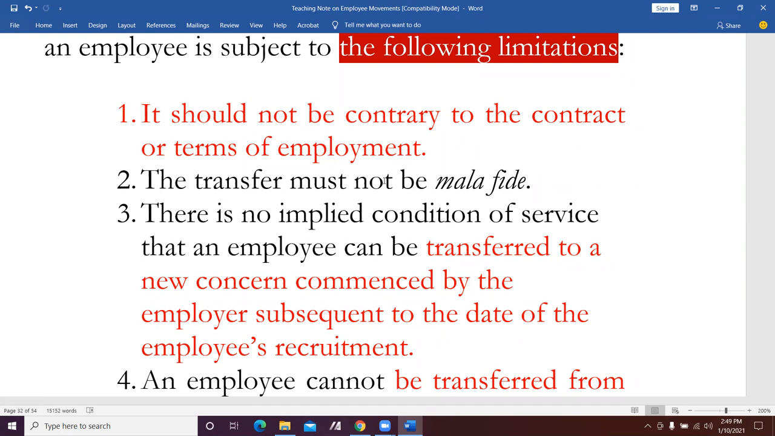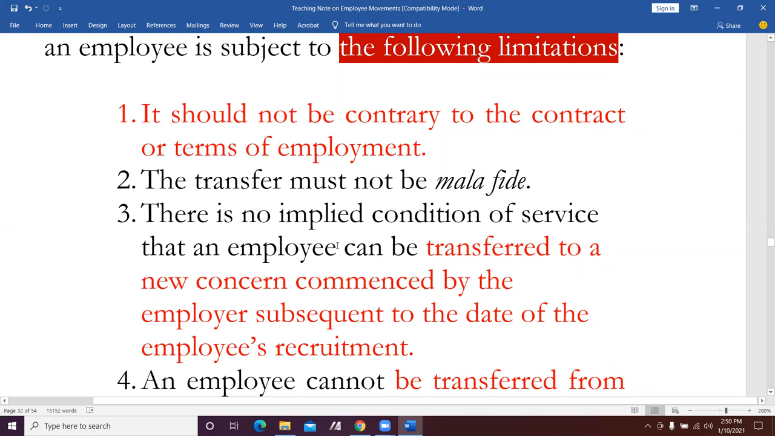Right, the transfer must not be malafide. It should be bona fide. That means, in simple terms, with an honest intention we have to give a transfer. Not with a malicious, dishonest intention. There's no implied condition of service that an employee can be transferred to a new concern commenced by the employer subsequent to the date of the employee's recruitment.